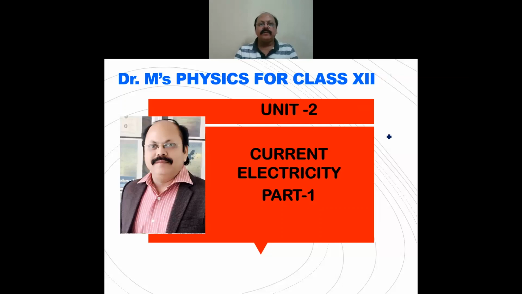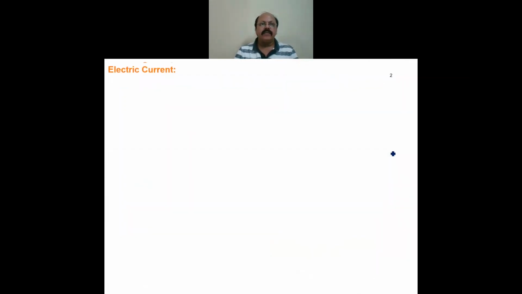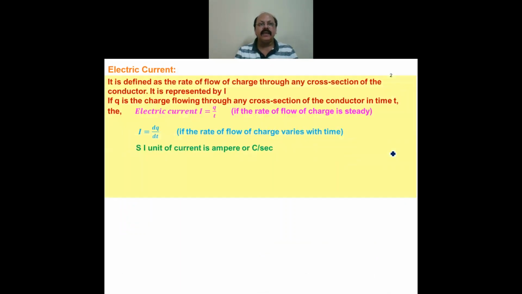Dear students, today's topic of my lecture is current electricity, part 1. In it, the first topic that you have to study is electric current. You have already studied that in lower classes. Now, further you understand, electric current can be defined as the rate of flow of charge through any cross section of the conductor.